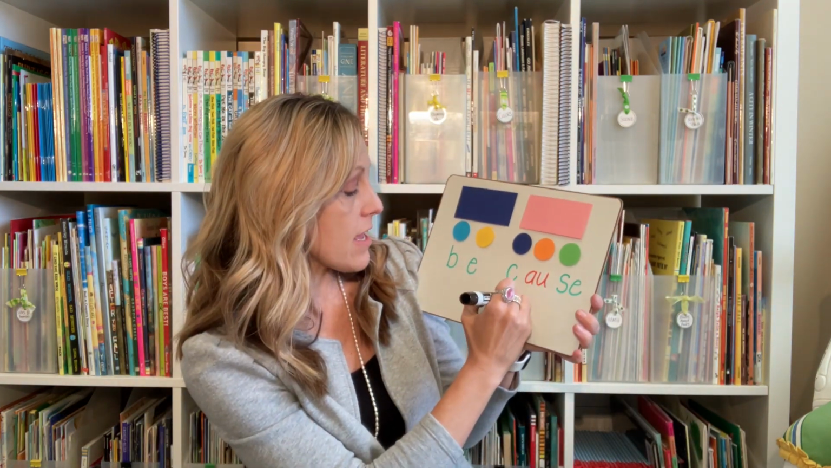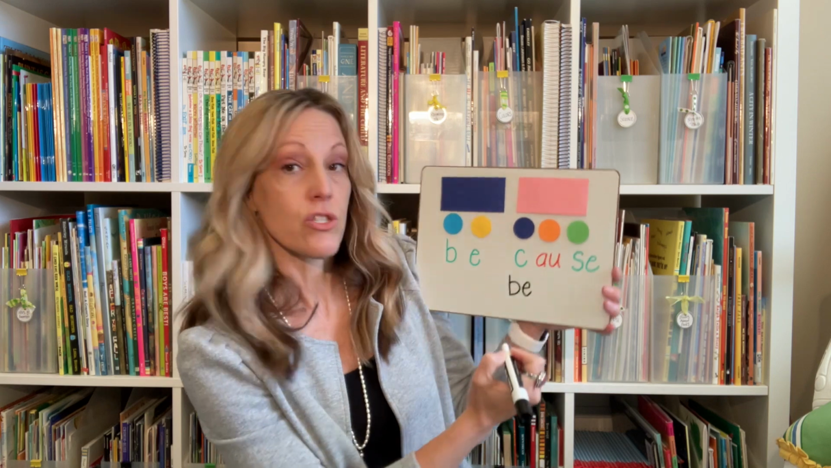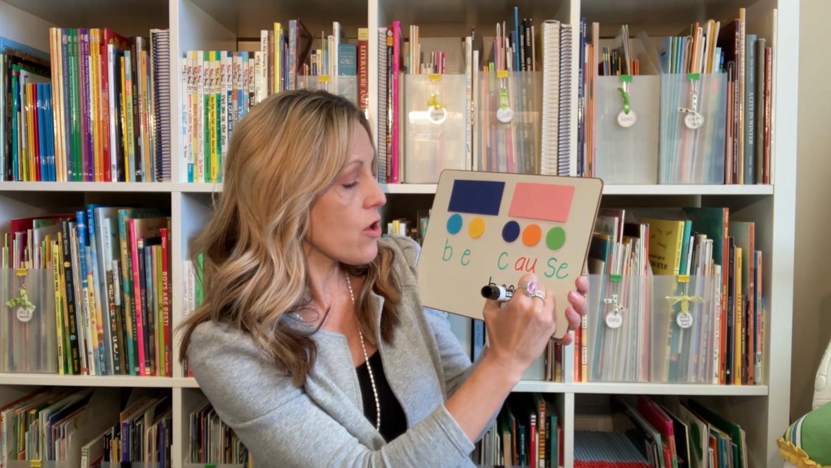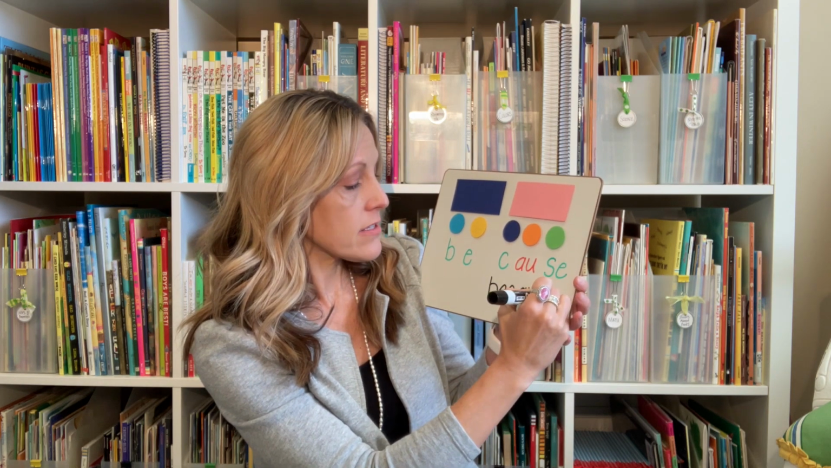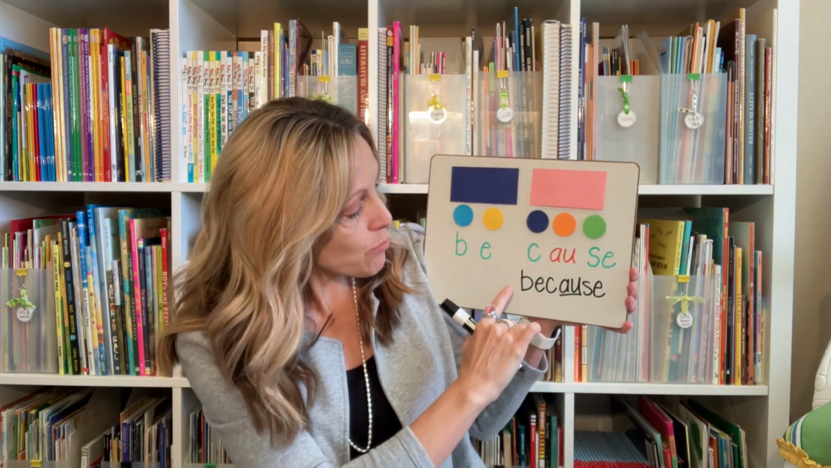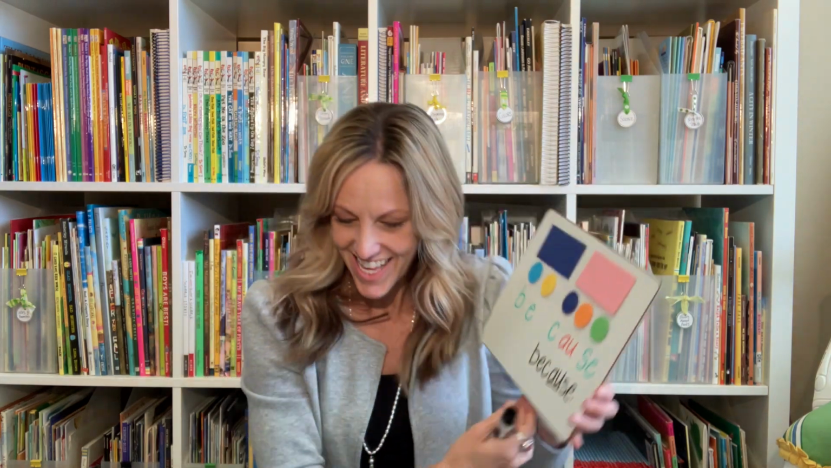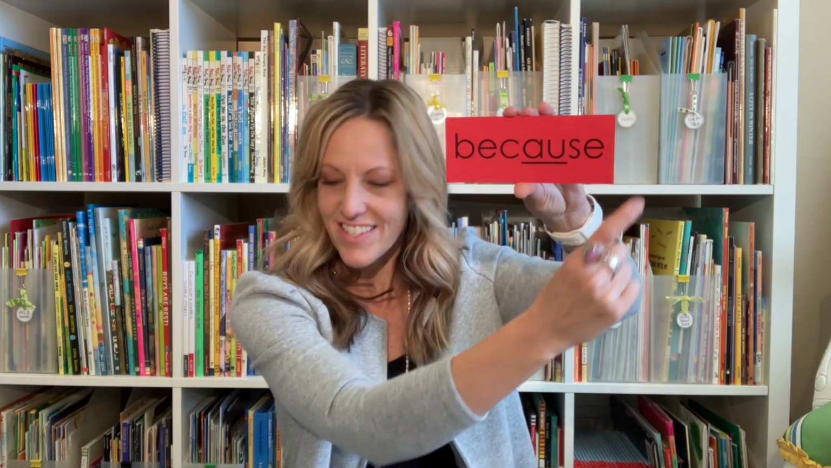So we spell the word because. B, E, that's totally regular. The C is regular. Then that A-U, S-E, because. 2 syllables, and we have because. Let's look at our flashcard. There it is. What's the word? Because. Okay, let's practice it with a few regular words.